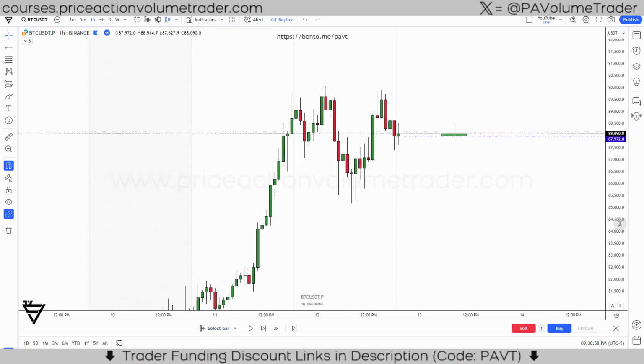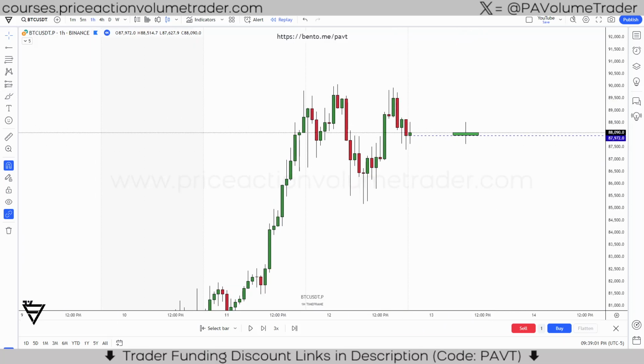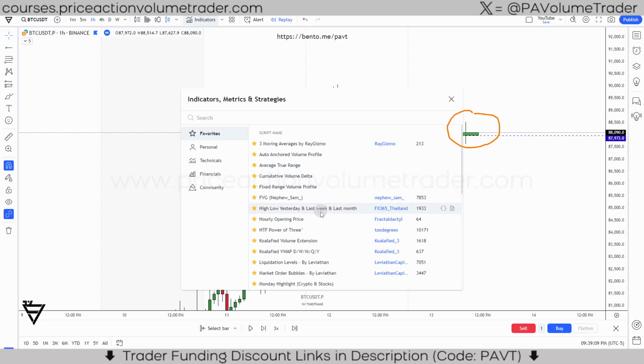We open the day there. This here on the right is an indicator showing us the formation of the daily candle. This is a free indicator that you can find here. It's called High Time Frame Power of 3. So you can just use this indicator.